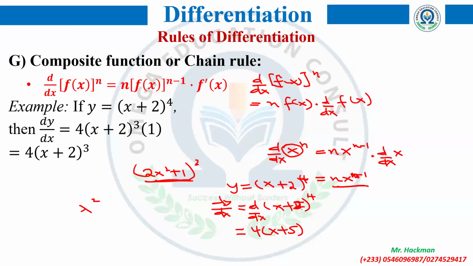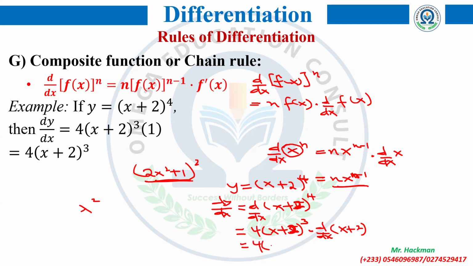Forgive me. I guess that was why Caroline's hand is up. At that point, I was solving my own question. So I will bring the power down, keep my function there, reduce the power by 1. So that will give me 3. But that is not all.